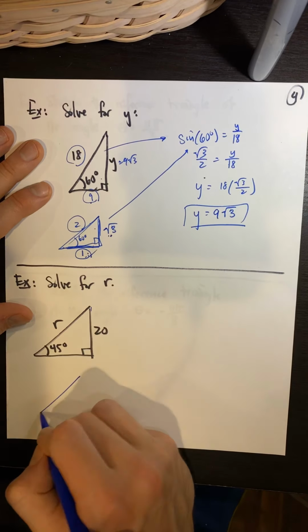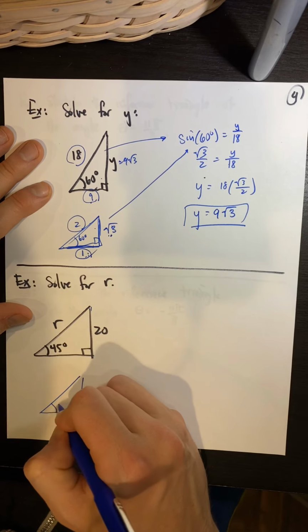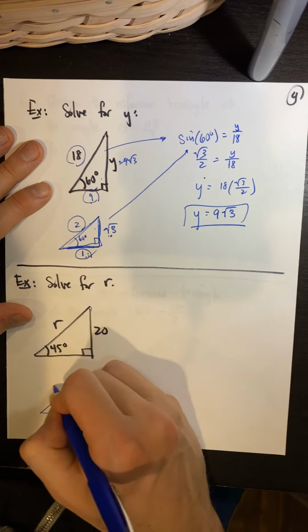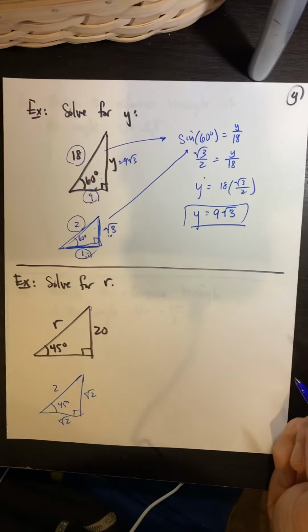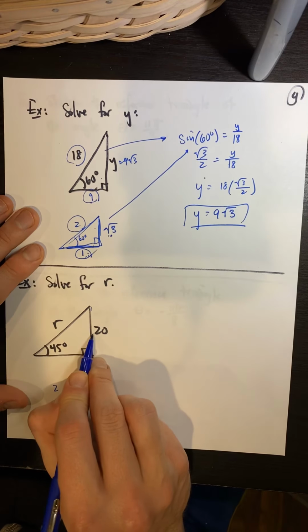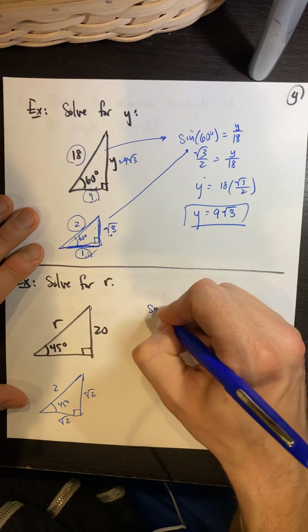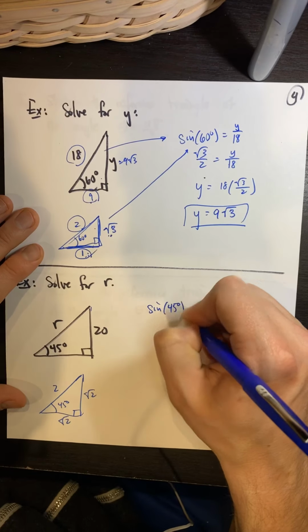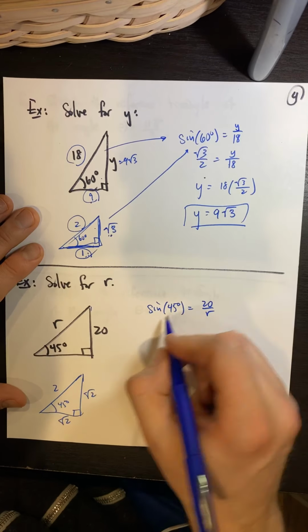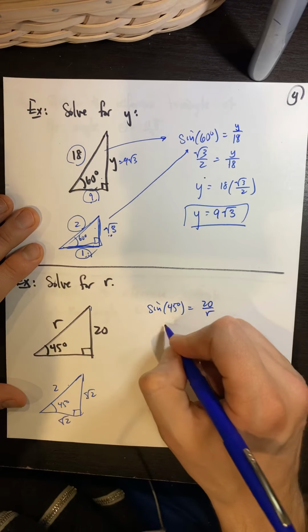Likewise, for this one, if I think of the prototype triangle for 45 degrees, I know that the two sides are equal, root 2, and 2. Right? So since we know the opposite and we don't know the hypotenuse, again, I would use sine. So sine of 45 degrees is equal to 20 over r. So sine of 45 is root 2 over 2.